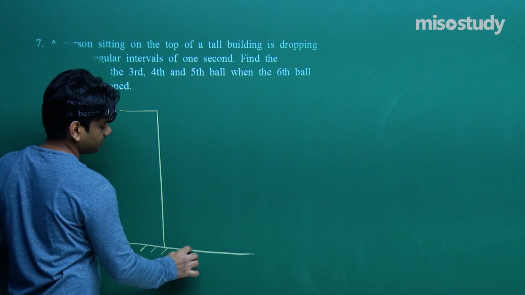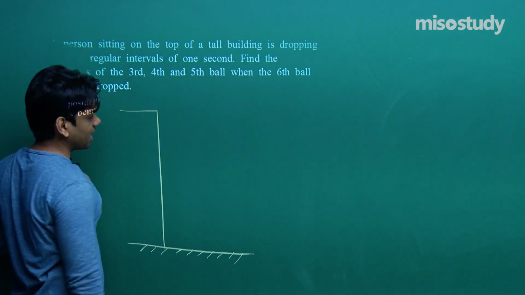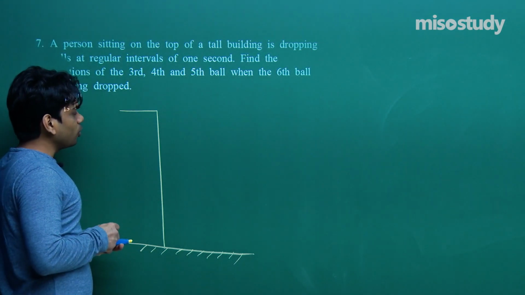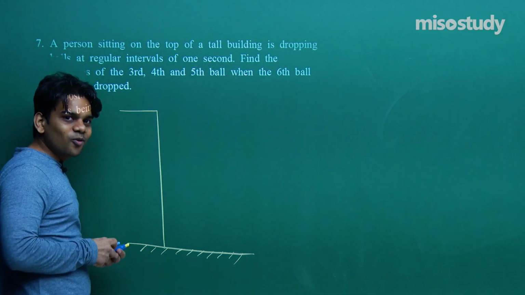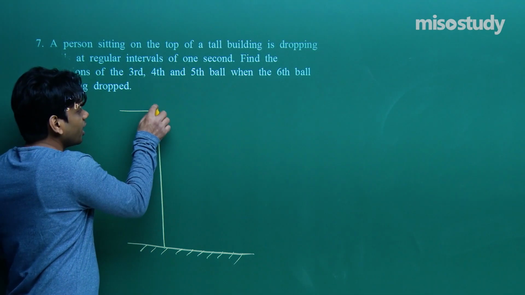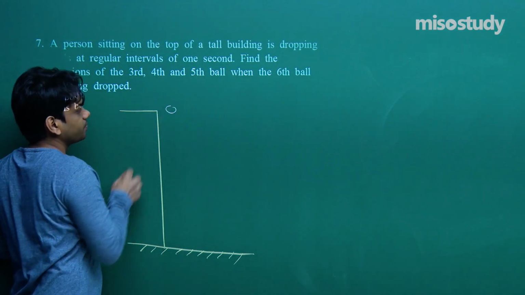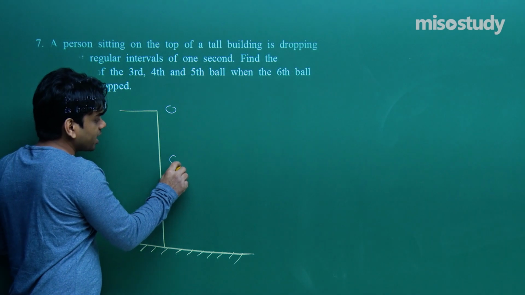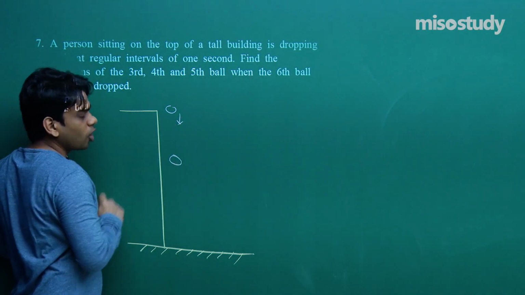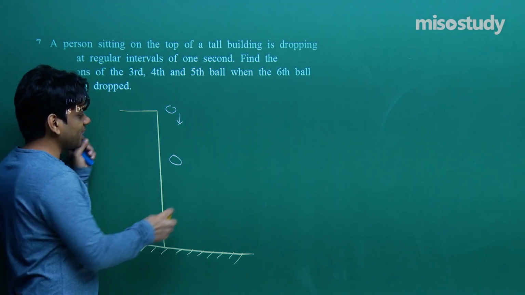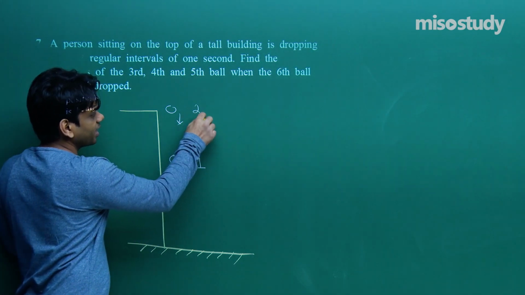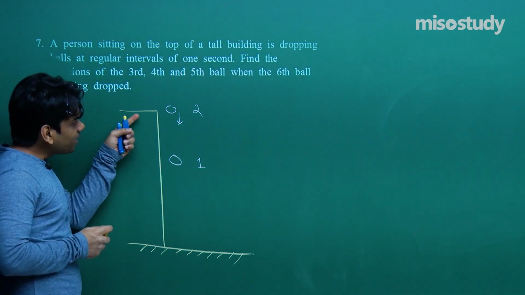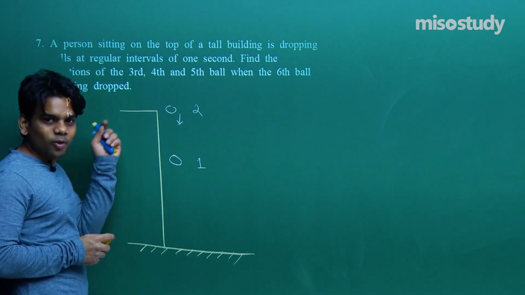I believe this diagram would be clear to you. He is dropping balls. I'm going to show you that at an interval of 1 second, he goes on dropping balls. If he drops the first ball, this first ball will travel for 1 second and then the second ball will be dropped. Between first and second, the time gap will be 1 second. Then when this second ball travels for 1 second, the third ball is going to drop.